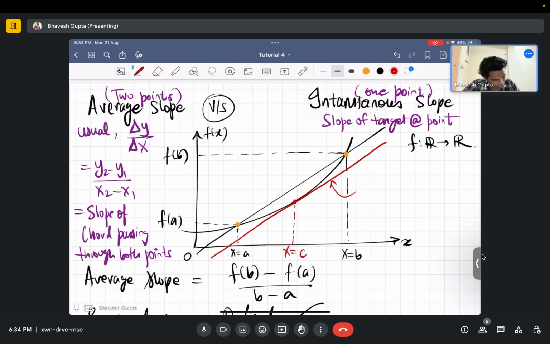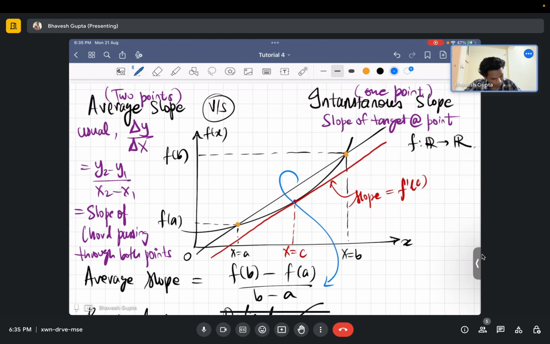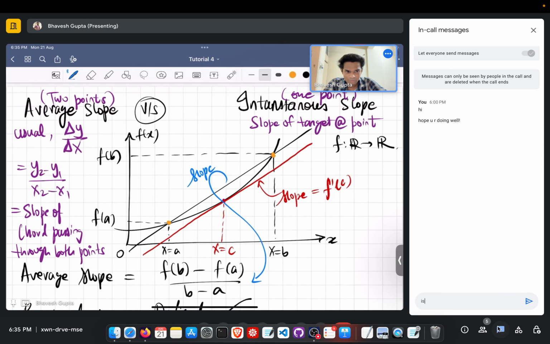So what do we see, that the slope is basically your derivative of f. And over here the slope is this. Hopefully everybody has a clear understanding of this right now. Can we move forward? Is there any question? No? Oh, that's good.